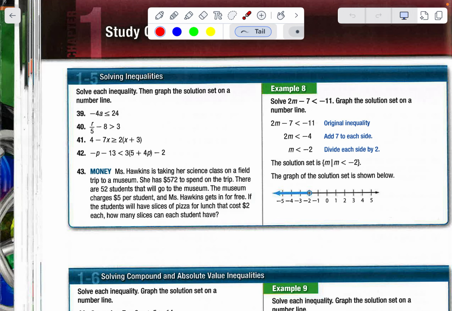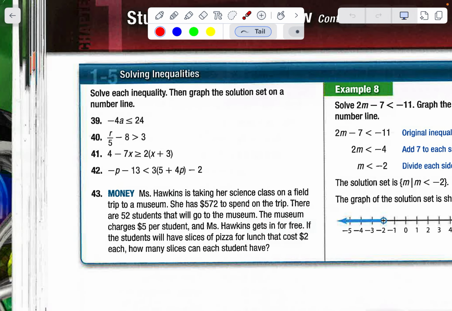So on 1-5, we're going to be doing all these 5. Now these are probably 5 of the easier ones to do. You're just solving an inequality. But like for 39, you have to remember the main rule is that if you divide by a negative, you want to turn the symbol. So the answer to 39 would be that a is greater than or equal to -6.